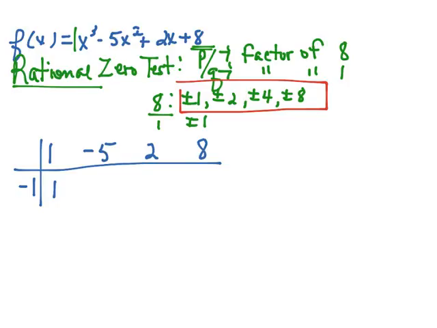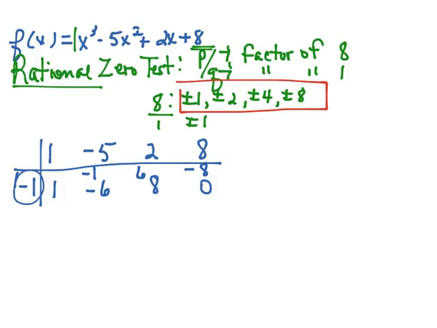Then I'm going to multiply. Negative 1 times 1 is negative 1. Add it to the next column. Negative 5 plus negative 1 is negative 6. Multiply again. Negative 1 times negative 6 is 6. 2 plus 6 is 8. Negative 1 times 8 is negative 8. 8 plus negative 8 is 0. So I obtained a 0, which tells me that negative 1 is one of my zeros.